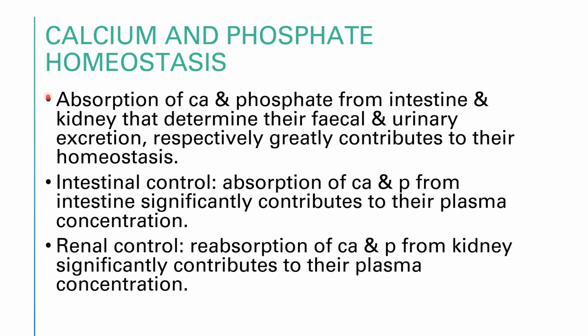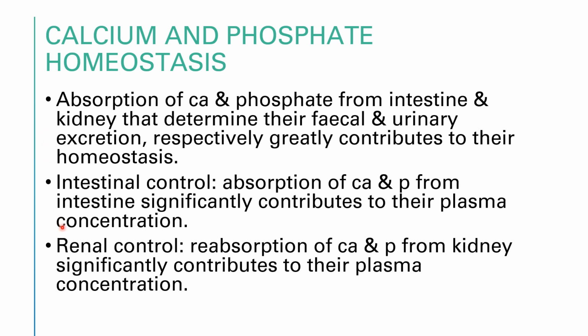So homeostasis is influenced mainly by the exchange of these calcium and phosphate between the plasma and the bone. Absorption of calcium and phosphate from intestine and kidney that determine their fecal and urinary excretion respectively greatly contributes to their homeostasis. So in general, calcium is excreted more in the stool and less in urine, whereas phosphate is excreted more in urine and less in stool. If you have remembered from the first starting slides, calcium is excreted more in the stool and phosphate is excreted more in urine.